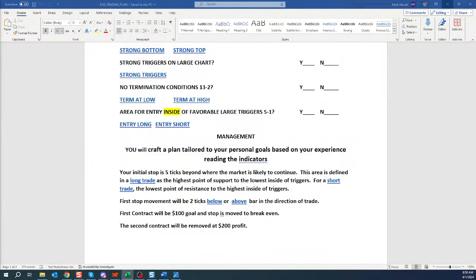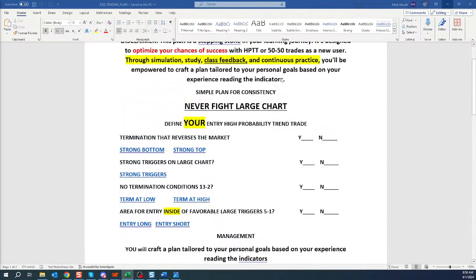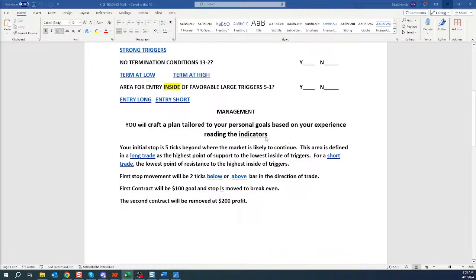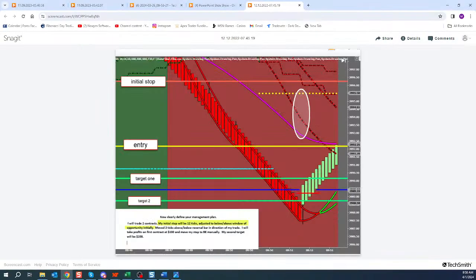Management is really the final piece of the puzzle. And your management plan is going to grow exponentially throughout the years. And management, you'll create a plan tailored to your personal goals based on your experience reading the indicators. That phrase is so catchy, we use it twice. But as a brand new user, let your plan be mechanical, the same way your entry is, right?